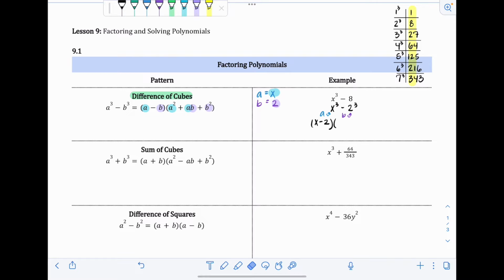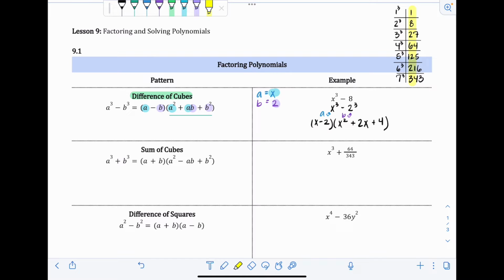Now we're on to the second parentheses. First is a squared, so it's going to be x squared, and then plus a times b, so plus x times 2, but we write the number in front, so we would write that as 2x. And then last is b squared. Since b is 2, it would be plus 2 squared, but we should put it in its simplest form. So 2 squared means 2 times 2, so plus 4 at the end.